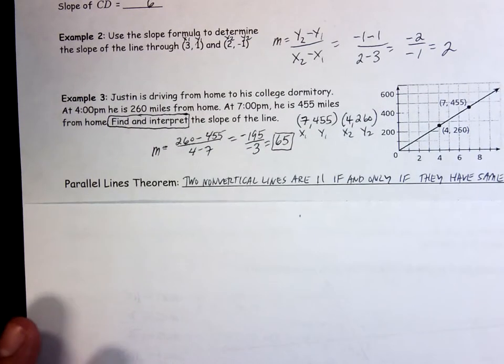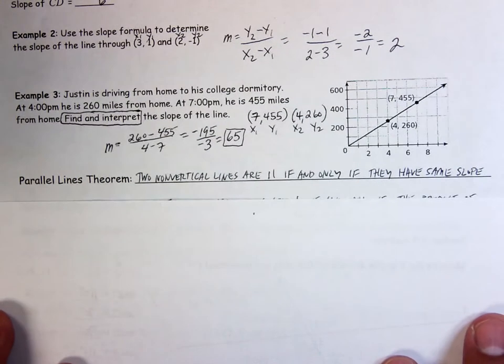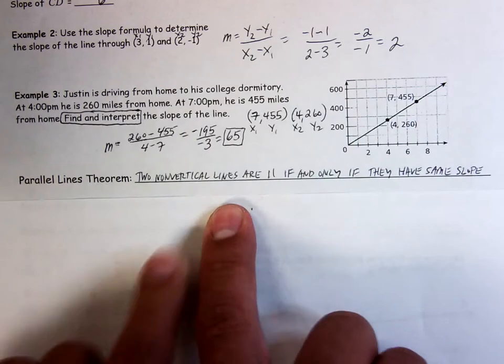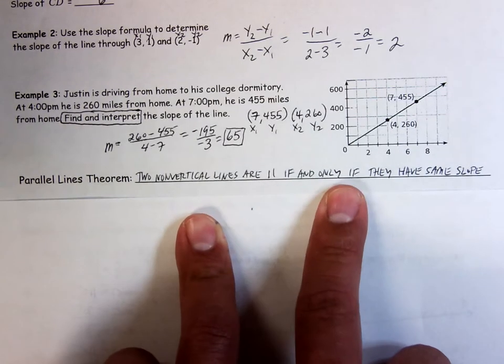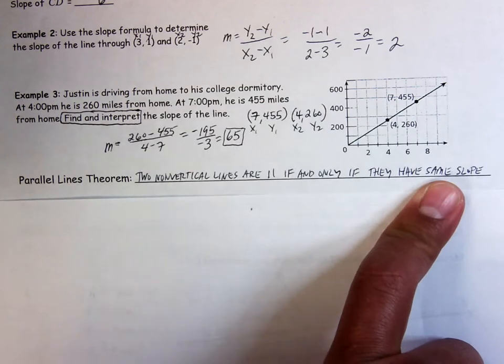Parallel lines theorem. This is very, very important. We've got to get this part down. Two non-vertical lines are parallel if and only if they have the same slope. So if I have 2 lines and they have the same slope, we know that those 2 lines are parallel.